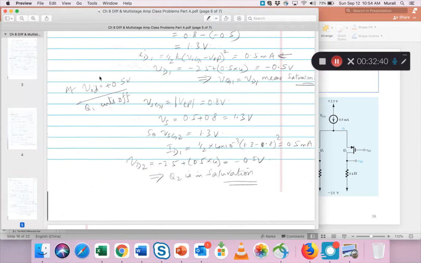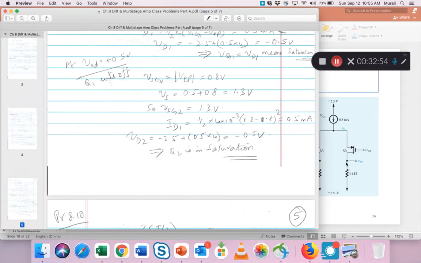Same thing with the other input voltage of plus 0.5. Here Q1 will cut off and Q2 is operating with an input voltage of plus 5 only applied here. So VSG1 equals VTP, which is 0.8 as previously shown. V source is 0.5 plus 0.8, 1.3. So VSG2, which is source to gate here, is this 1.3. ID1 is 0.5.